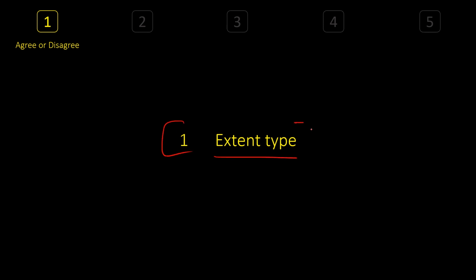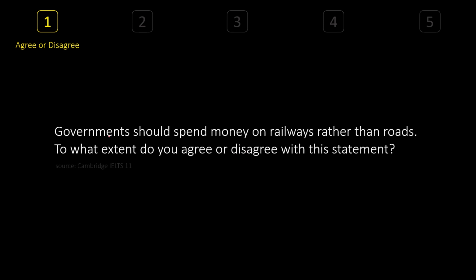What is this extent? This actually depends on the style of questioning. The first one is: governments should spend money on railways rather than roads. To what extent do you agree or disagree? You see, to what extent? It doesn't mean that you have to write the extent you are disagreeing or agreeing. You just say agree or disagree. But it's a style to say to what extent do you agree or disagree. Okay, this is the first style.